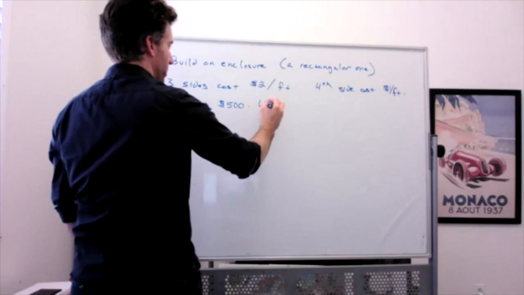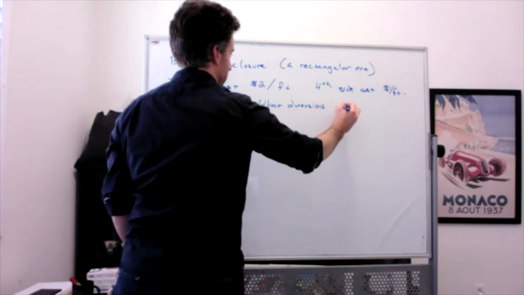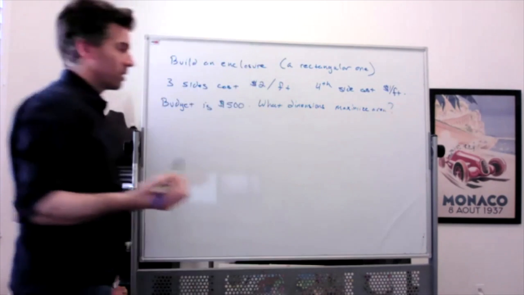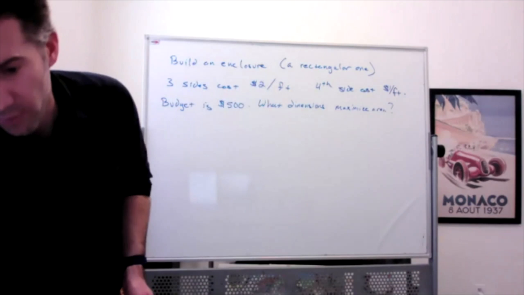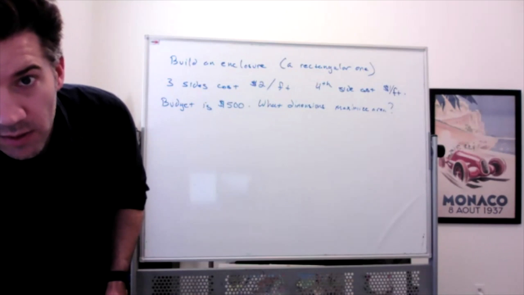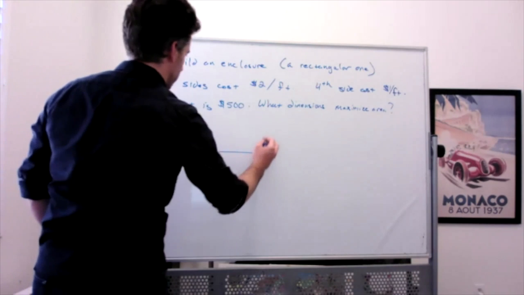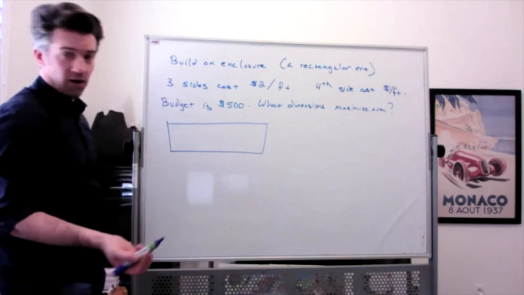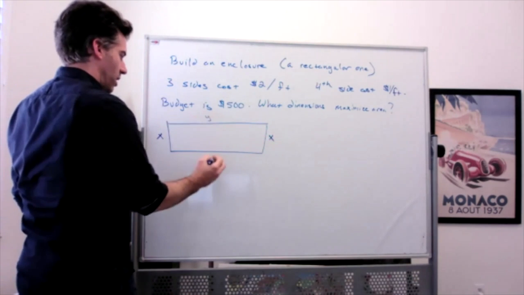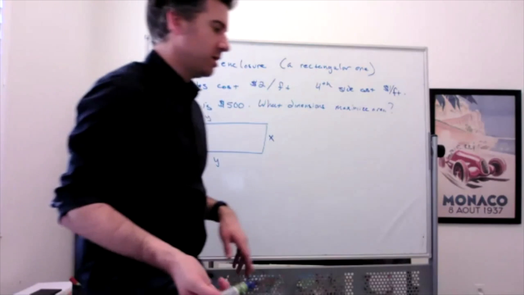So what dimensions maximize area? It's good to draw a picture, and I'm going to try and draw my picture the same way that it's actually drawn in the notes. So I'm going to draw a rectangle. Maybe it's long and skinny like this. Not the best rectangle I've ever drawn. So let's say this is X, this is X, this is Y, this is Y. You can use any variables you want to label. X and Y are pretty typical choices.